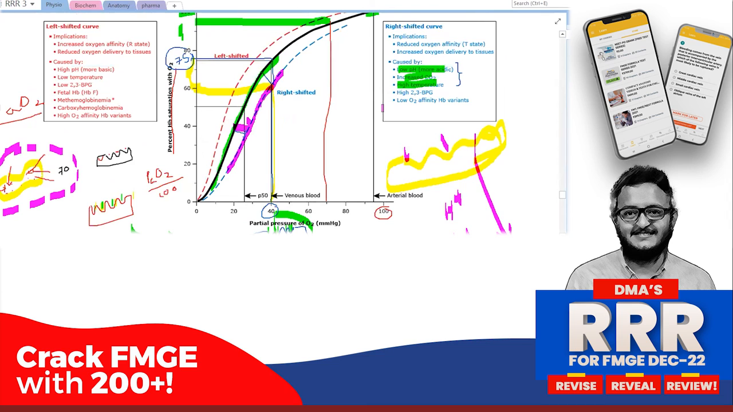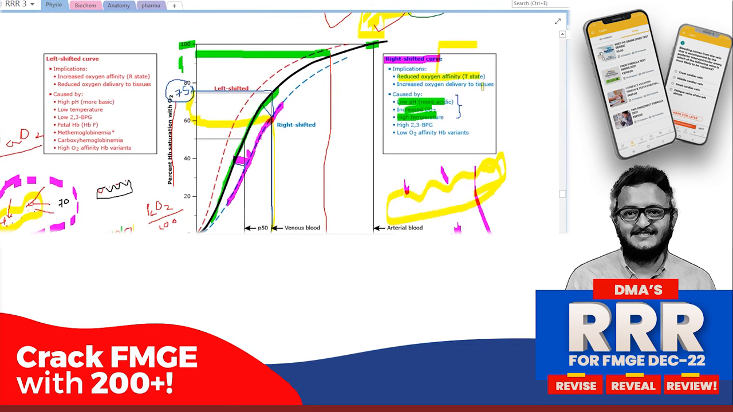Understanding my point? So what are the factors that shift the curve to the right? Anything which requires more and more oxygen, exercise and all. There will be reduced oxygen affinity to the taut state, that is the hemoglobin. It will be caused by low pH, increased CO2, high temperature, high 2,3 BPG, and low affinity HB variants. Okay, so these all are the questions. These are shifting the curve to the right.